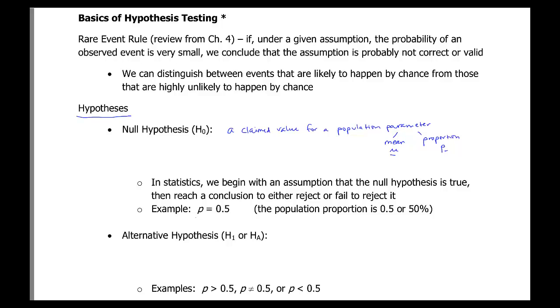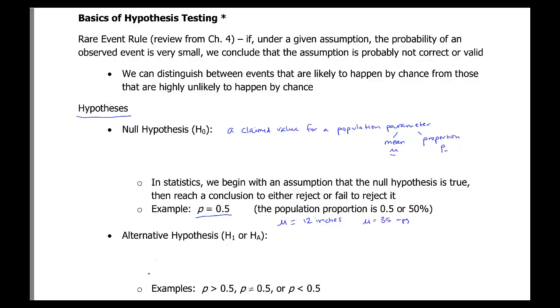So there's an example here for a proportion one. This would be the population proportion equals 0.5 or 50%. If we were doing a means problem, let's just say a mean could equal 12 inches perhaps, or 35 miles per gallon. So those are different options. Typically the null hypothesis, you use the equal sign to indicate that the value equals some claimed value.